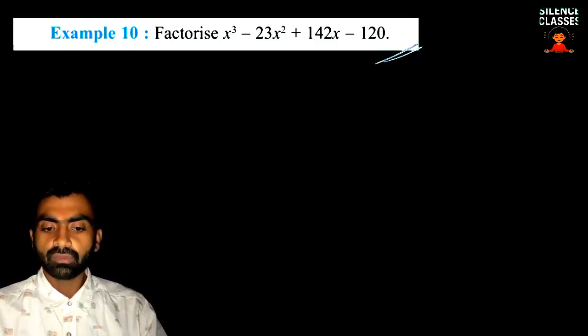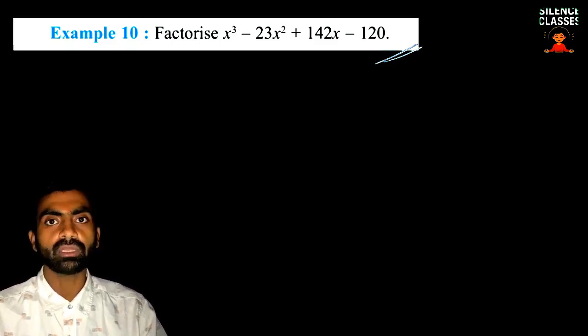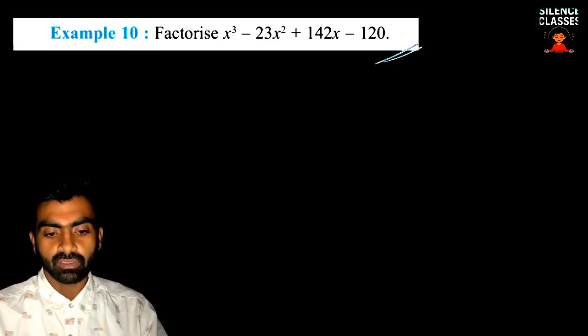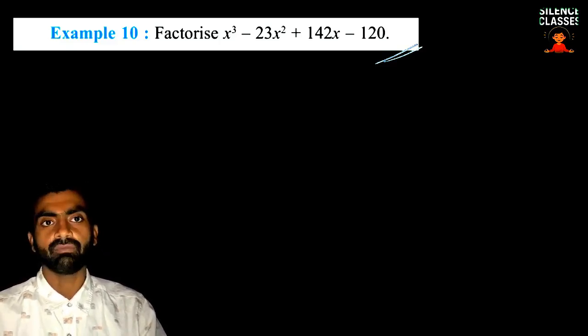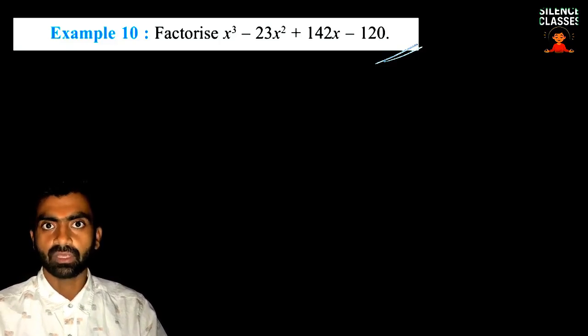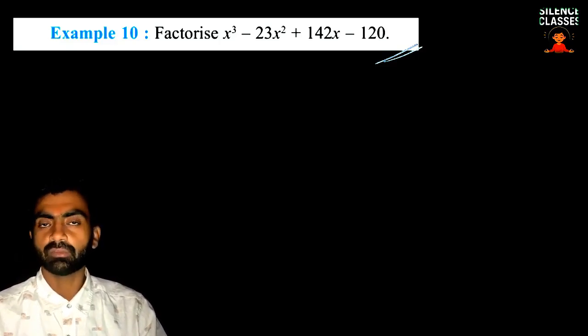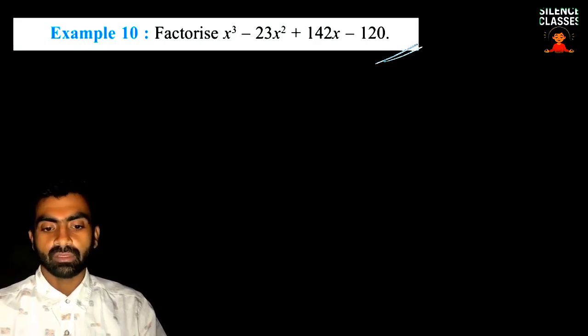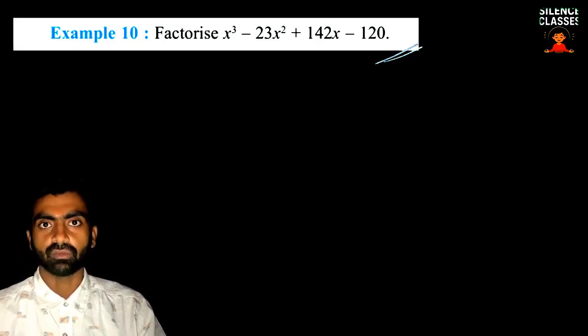Once you get one factor of the given equation, we will divide by the long division method. We will divide this equation by that factor, and then we will get one equation. Then by using splitting the middle term, we will find the next two factors of that.